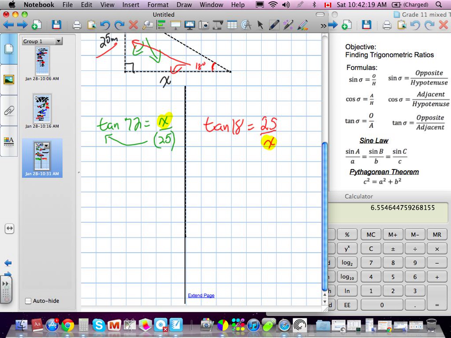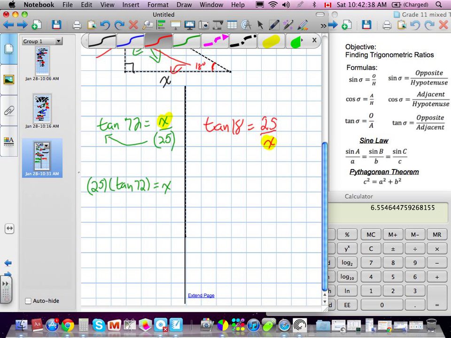Now in this one, the x is on the bottom. So what's the first thing I have to do? I want to get rid of my fraction, right? So what do I have to move to the other side? And when I move it over here, what operation do we use? Division, same as the other side, right? So now we have x times tangent 18 equals 25.